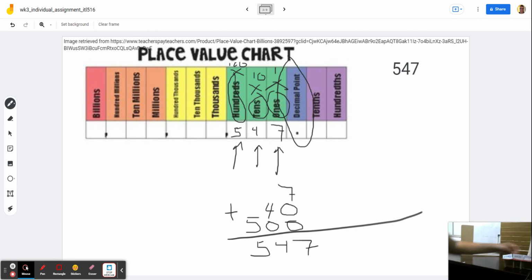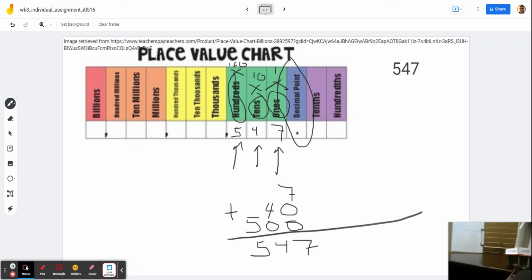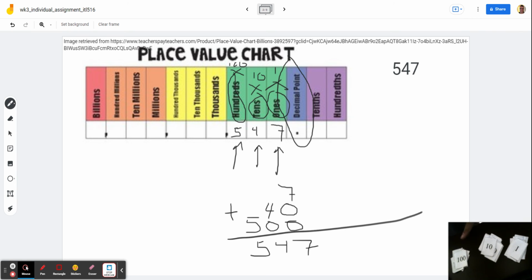What is that right there? That's our place value house. So that's our place value house right here. There it is. And as part of our place value house, we have blocks here. We have our ones blocks, tens blocks, and hundreds blocks.